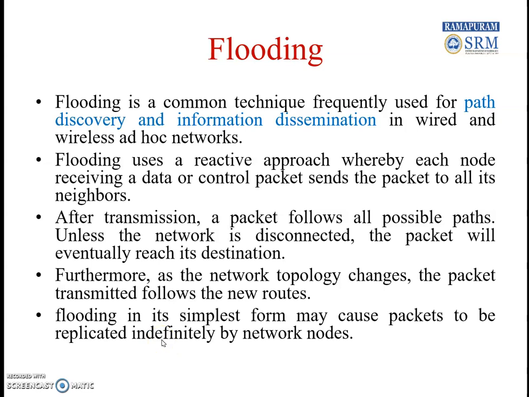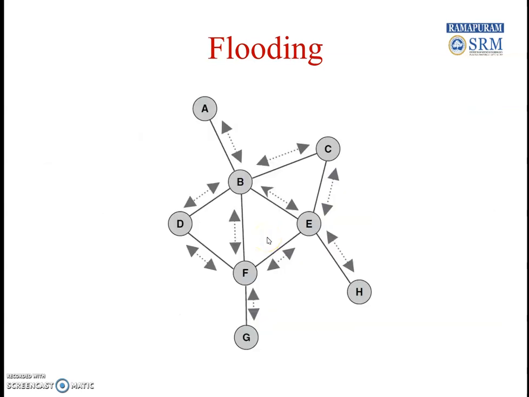So even though flooding is a basic method for transferring the data packets across all the nodes in the network, it has various disadvantages. This diagram depicts the concept of flooding. A data packet from A is moved to B, and the data packet that is received from A to B is again disseminated to its neighbors, C, E and D and F.